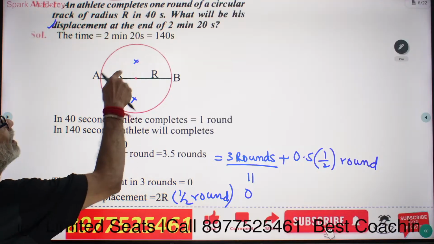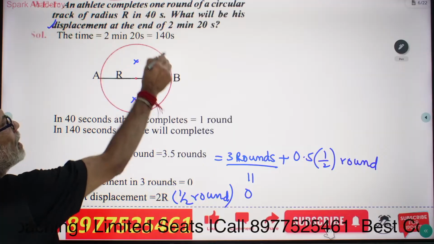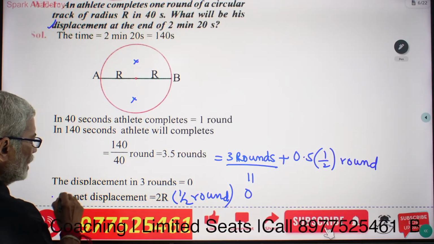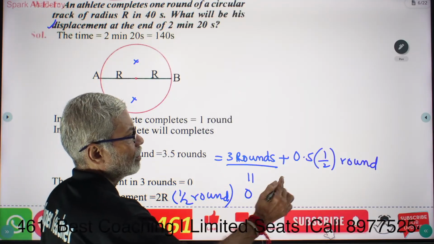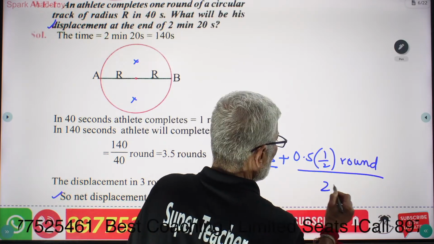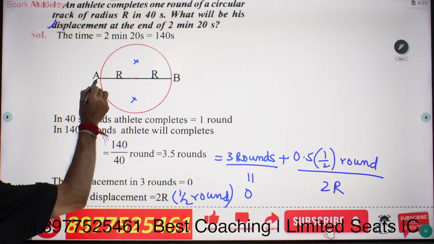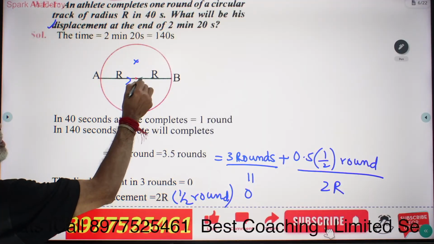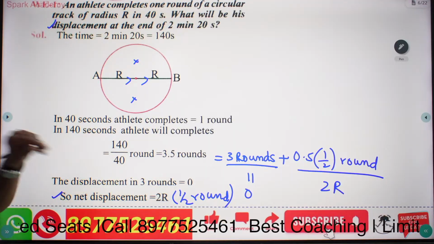Half round means any of this circle, whether this circle or this circle. If you take this top circle, r plus r will be 2r. So the net displacement is 2r, because for 3 rounds it is 0. Half round, because it starts from A and reaches B, so r plus r, 2r. This is the shortest distance. Shortest distance is the displacement. So this problem is interesting.